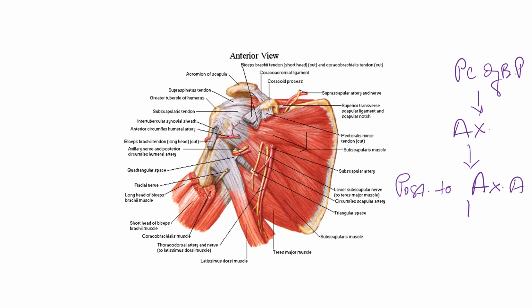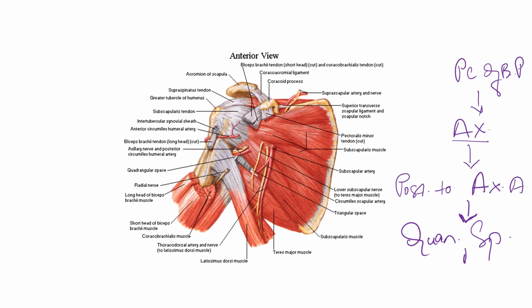In the axilla, the nerve is seen leaving the axilla by passing through the quadrangular space. Quadrangular space is one of the intermuscular spaces around the scapula. So, this quadrangular space contains the axillary nerve. The axillary nerve leaves the axilla by passing through the quadrangular space of the scapula.